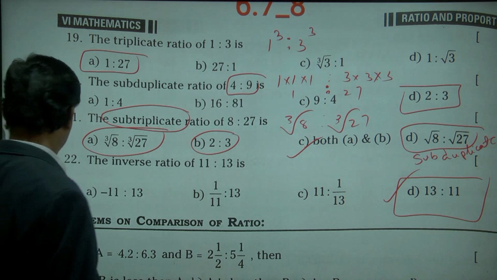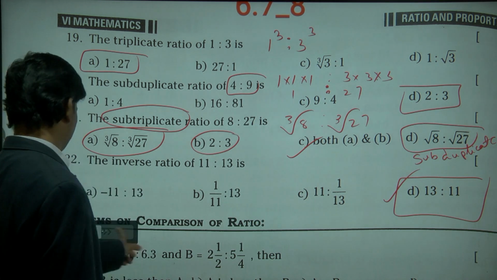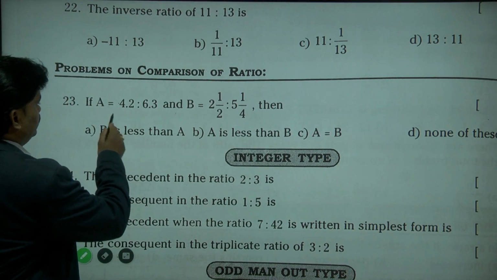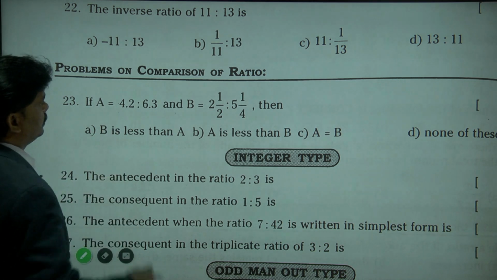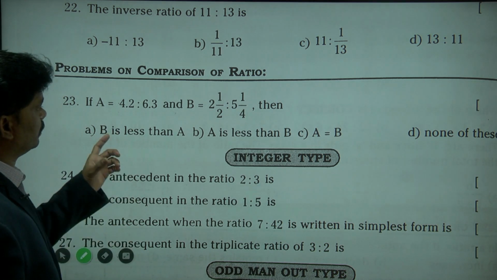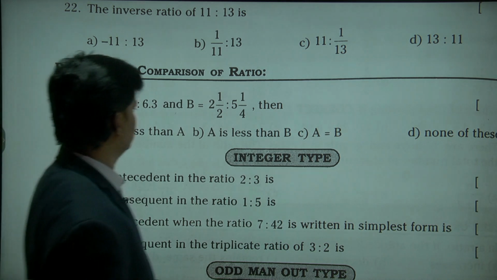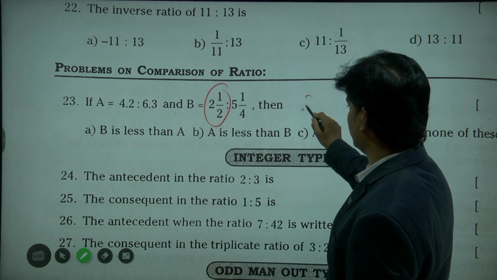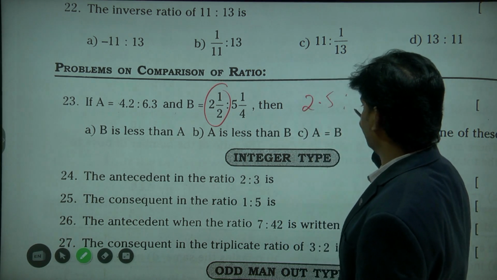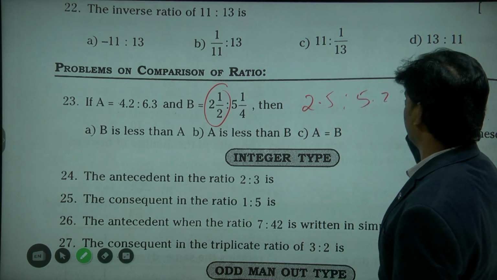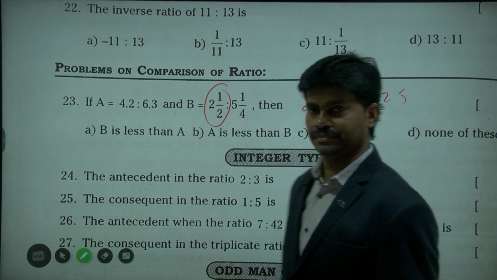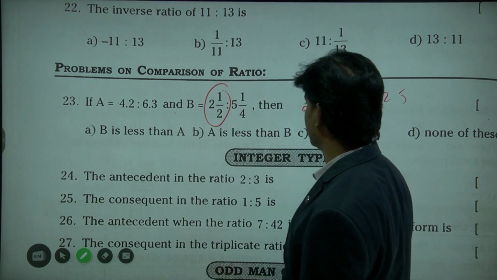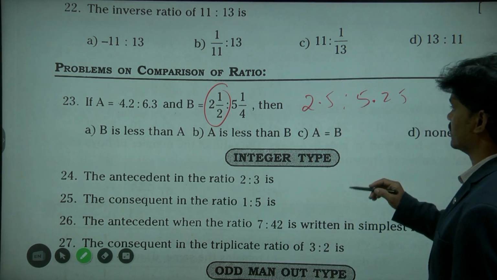Next. And see here, A is equal to 4.2 : 6.3, B is equal to 2 and a half : 5 and a half. So let us take 2 and a half as 2.5, 5 1 by 4 as 5.25. Okay, 5 1 by 4. 1 by 4 means 0.25. Now let us take which is big, which is small. A is less than B. Compare them.